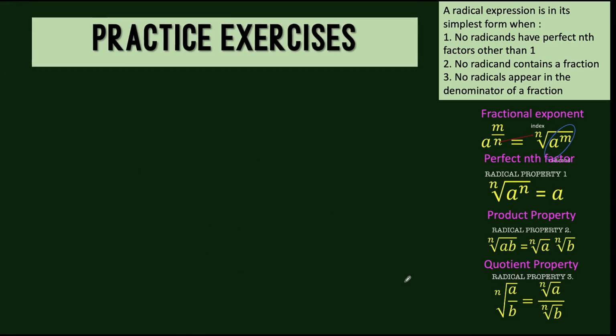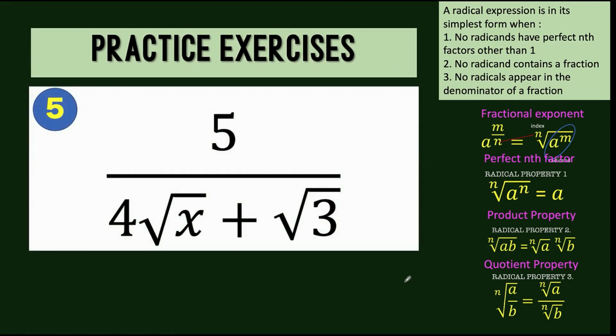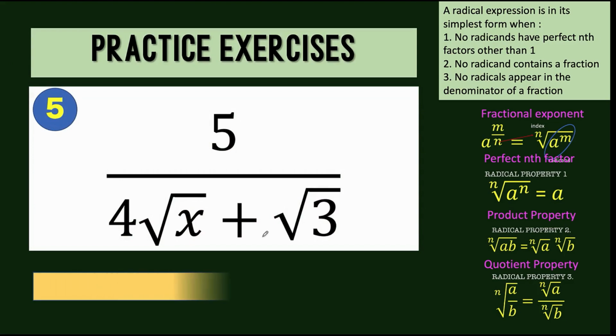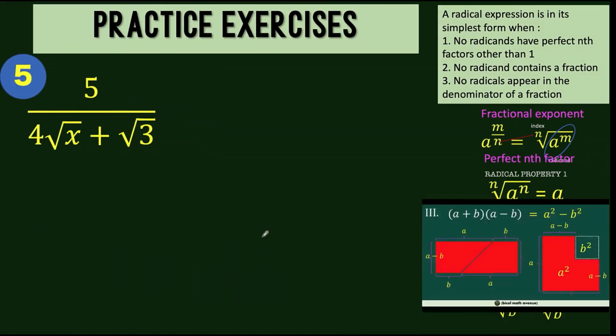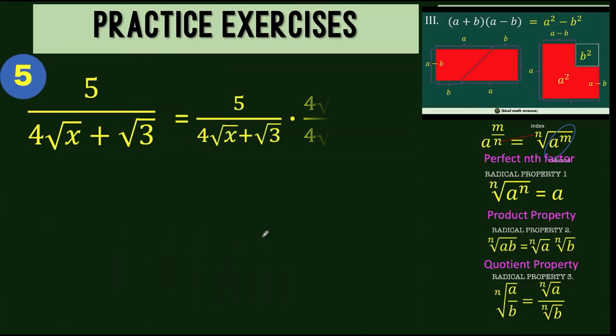And one more example containing a conjugate. Simplify 5 over 4 square root of x plus square root of 3. Simplify this by multiplying the denominator by its conjugate. And so, this is now what we got. The conjugate of the denominator is 4 square root of x minus square root of 3. They are identical except that you have here plus and you have here minus. And the numerator must be the same so that we are just multiplying by 1.